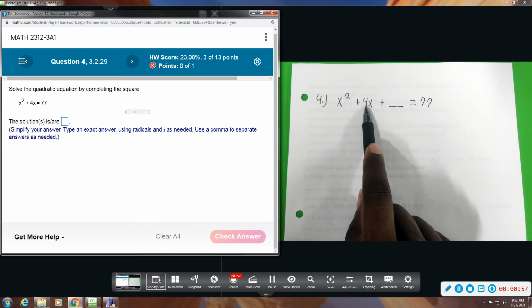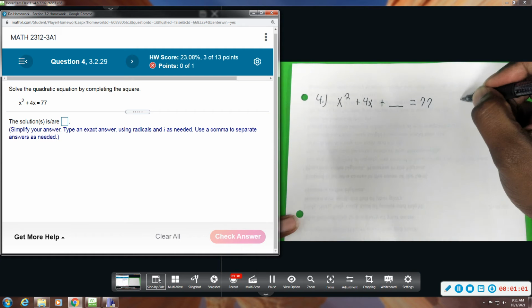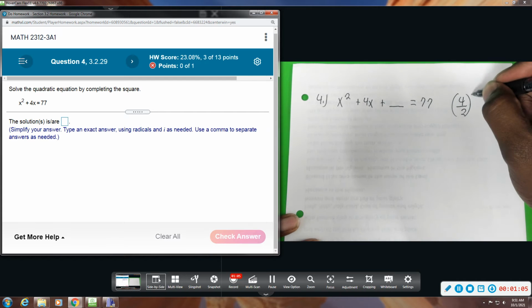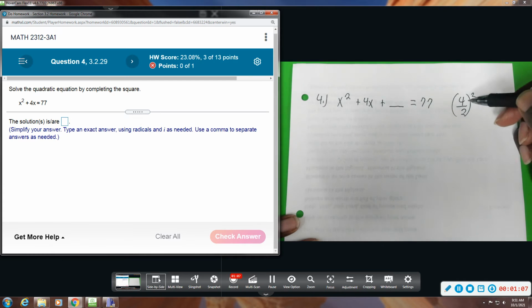Once that is complete, you take this middle term, you divide it by 2, and then you square it. This is the completing the square part. Alright, so 4 divided by 2 is 2, and then I will do 2 squared.